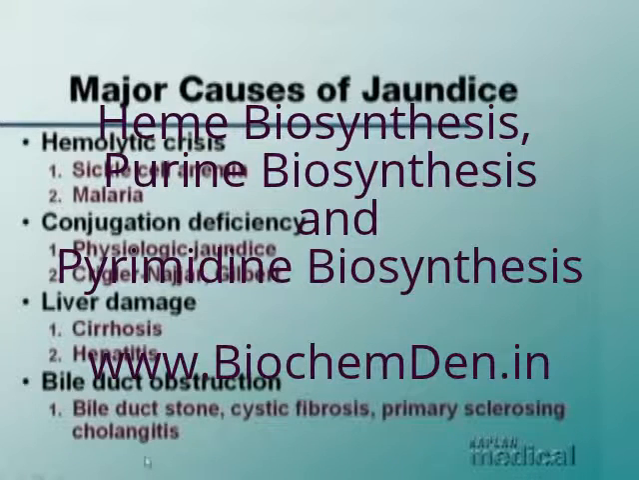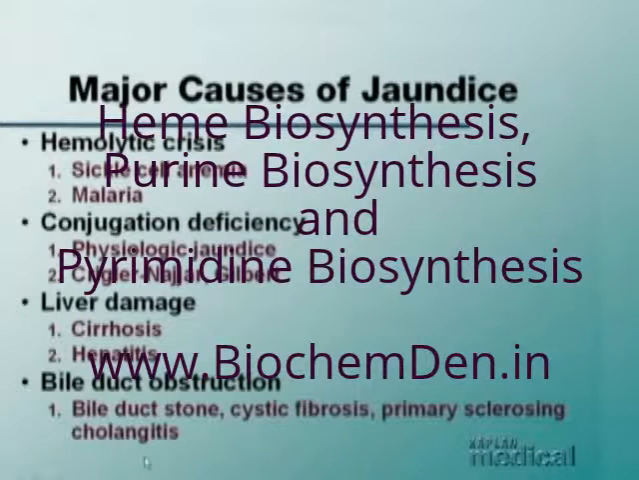The major causes of jaundice. Let's take a look here. There are 4 major causes of jaundice. The boards are definitely going to test you on this. There could be a hemolytic crisis. As we said, that could be due to some type of sickle cell crisis, for example. There's going to be a lot of hemolysis going on. It could be due to malaria.